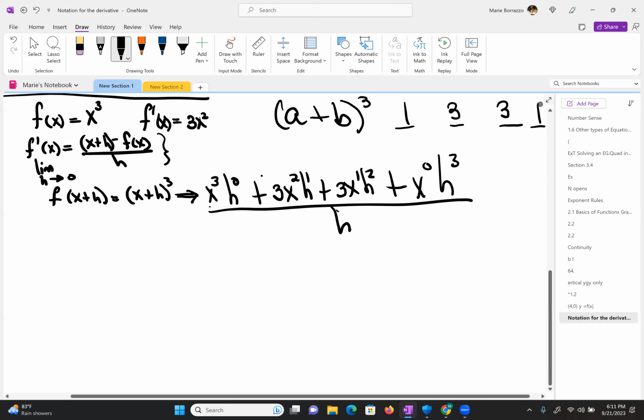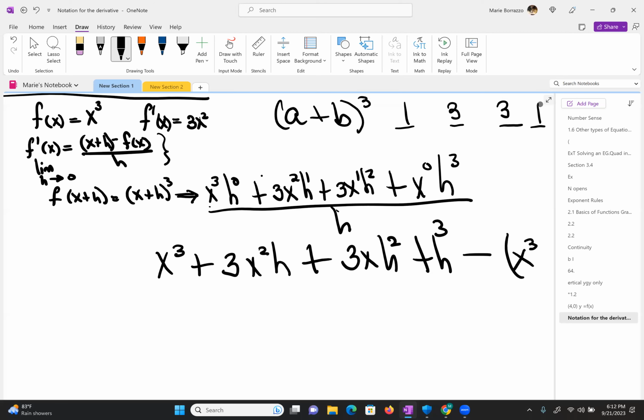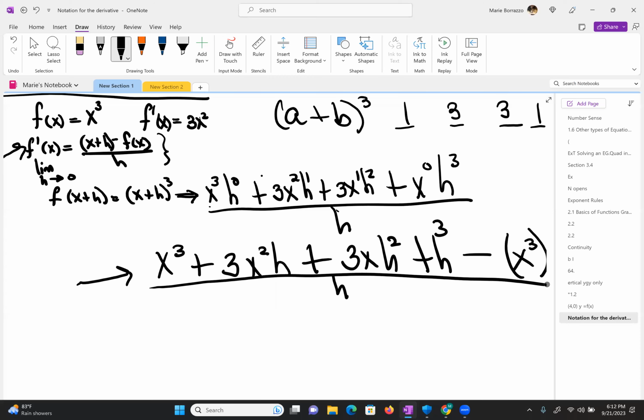So this reduces, you end up with x cubed plus 3x squared h plus 3x h squared plus h cubed minus the f of x. Well, the f of x is our x cubed, so I'm just going to put it here in parentheses. And all of this is over h. So I just used this formula. That's what all of this is.